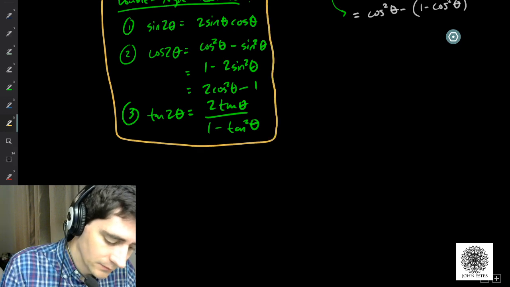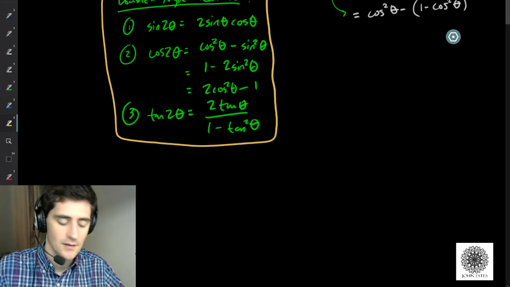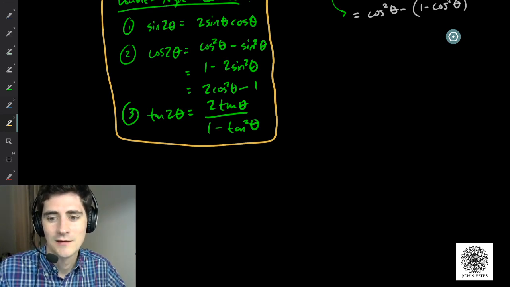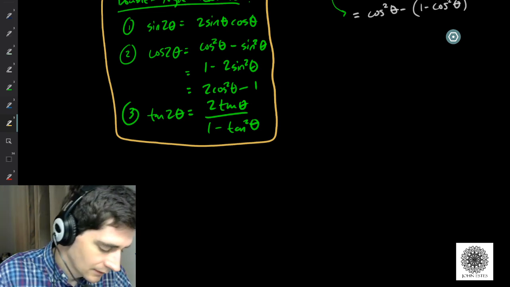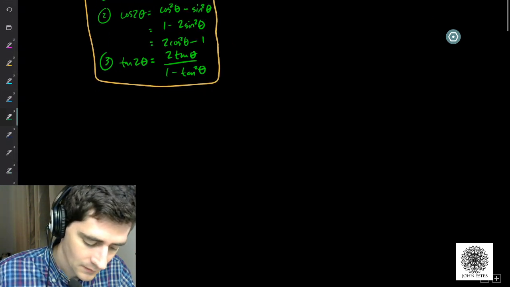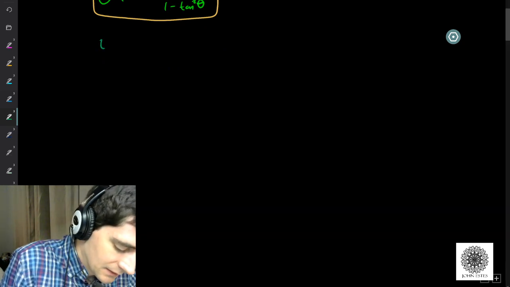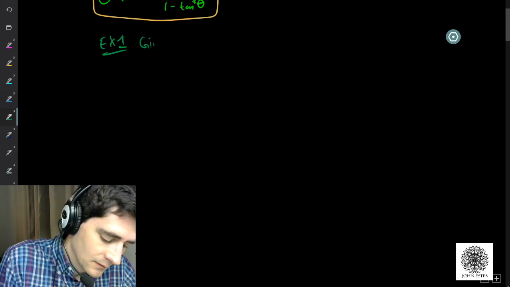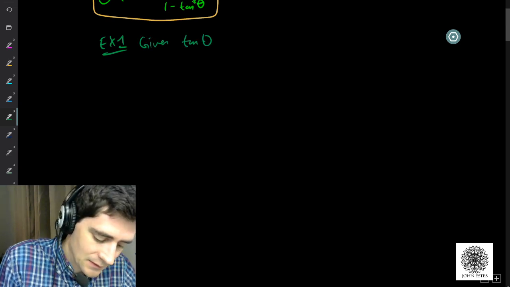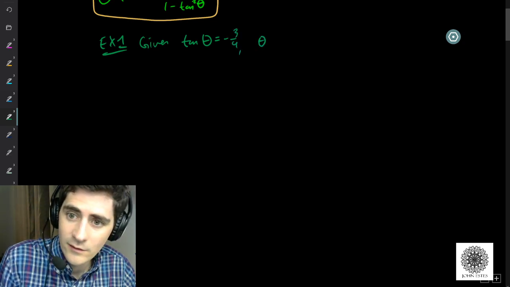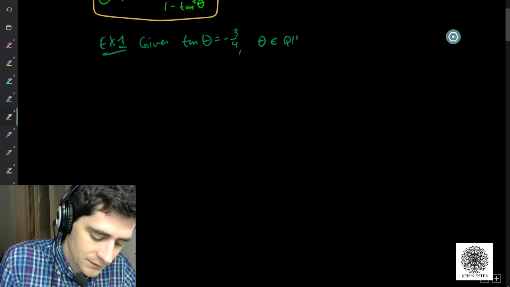And they're pretty useful. They will show up a lot if you do enough trigonometry and calculus. Alright, so let me give you an example of when you would see this or how it would work. So this is example 1 from the text. It says, given tangent theta is negative 3/4 and theta is in quadrant 2.